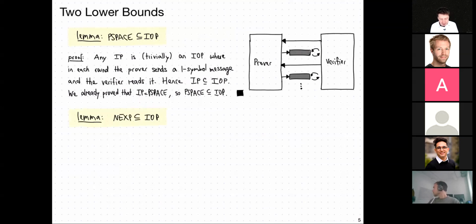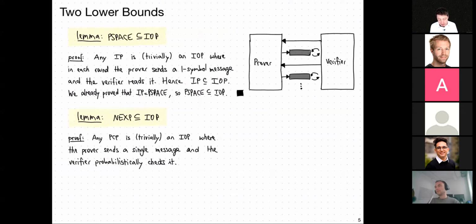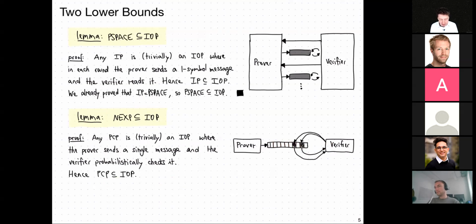Another lower bound is next, which might be a little bit unclear why, but let's explain it. Any PCP is trivially an IOP where the prover sends a single message and the verifier probabilistically checks it, right? So it just looks like that. While in an IOP they could interact further, in a PCP that's all they do. The prover sends a message and that's it. So PCP is contained in IOP. We may wonder, what's up with NEXP? Well, we haven't proved it yet, but Tom tomorrow will prove for you that PCP equals NEXP. Today you proved some simpler construction.